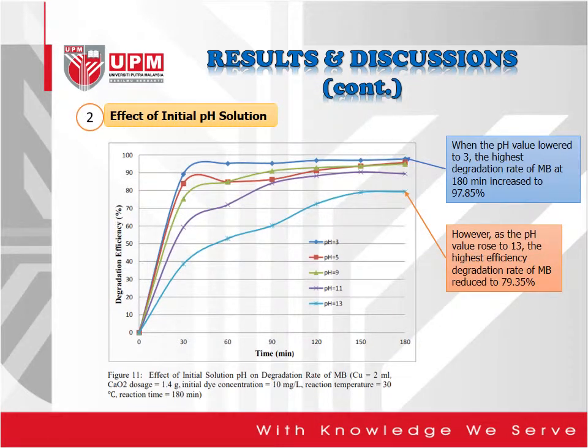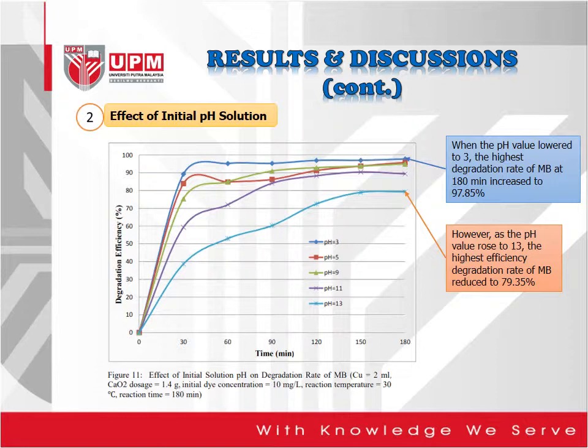Next, the effect of initial pH of the ambient solution was carried out on the degradation rate of methylene blue at pH 3, 5, 9, 11, and 13. As we can see, the figure shows that the degradation rate of methylene blue increases with increasing pH of solution up to 9, and above this value of pH, the rate of the degradation of methylene blue starts to decrease.